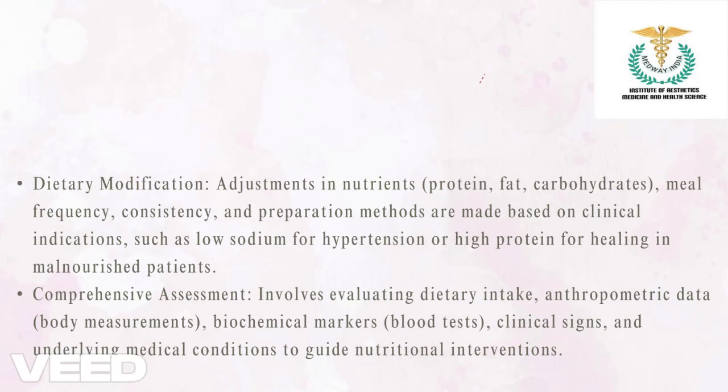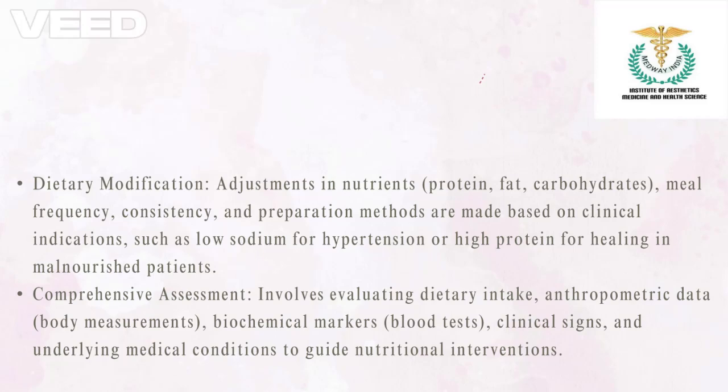So next is the dietary modification. When it comes to dietary modification, there are adjustments in nutrients, like protein, fat, or carbohydrates, as well as meal frequency, consistency and preparation. Dietary modification is not just including or excluding a specific food, or going by likes and dislikes. No, it's all about the specific nutrient, and the preparation method is also based on the clinical condition. So that is very important. For example, if they have hypertension, we have to go with low sodium. So those interlinks have to be taken care of.